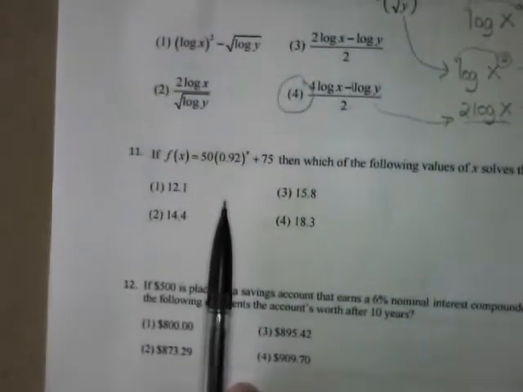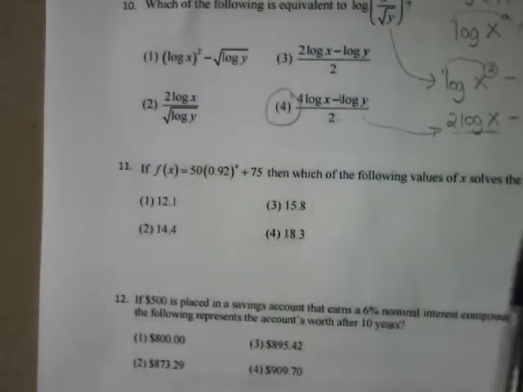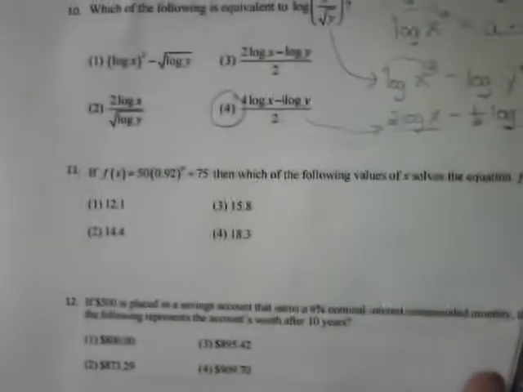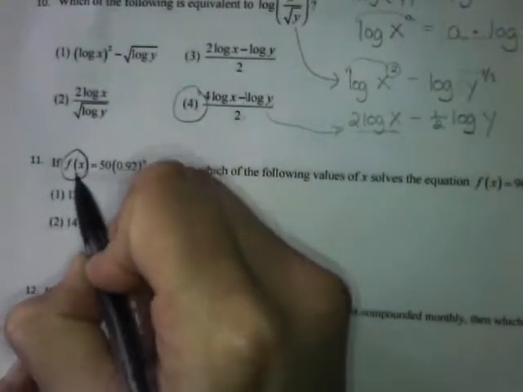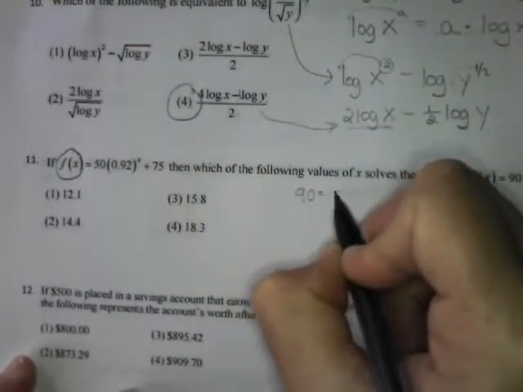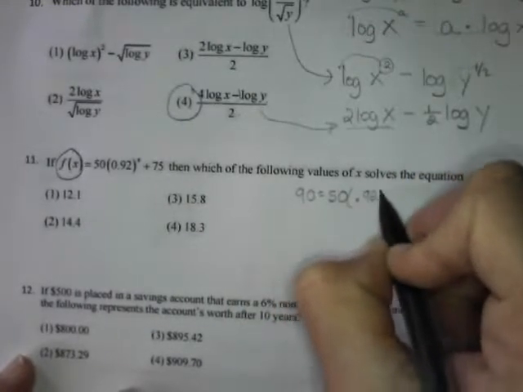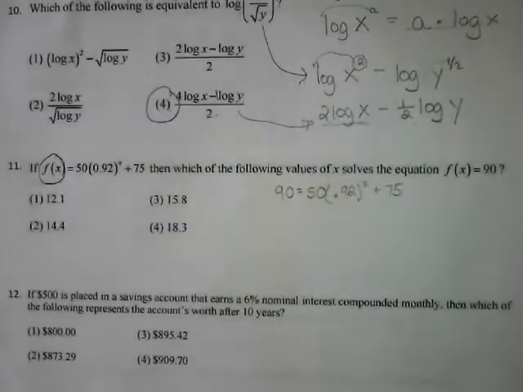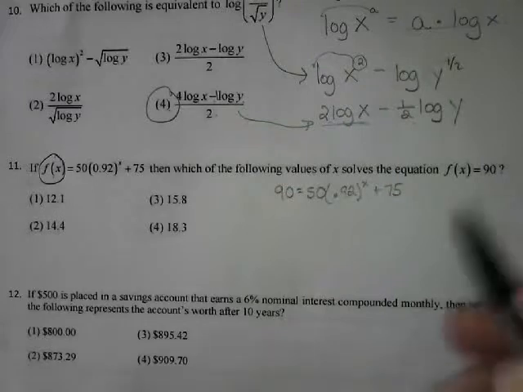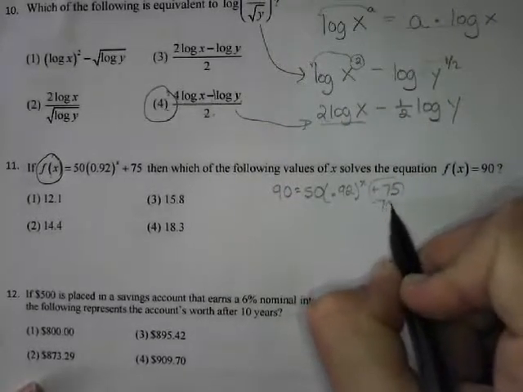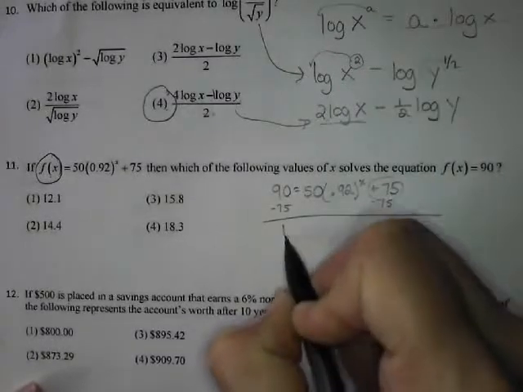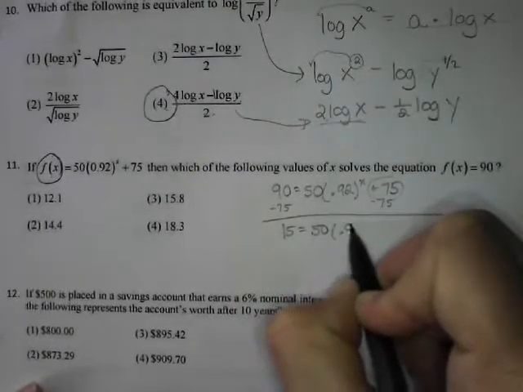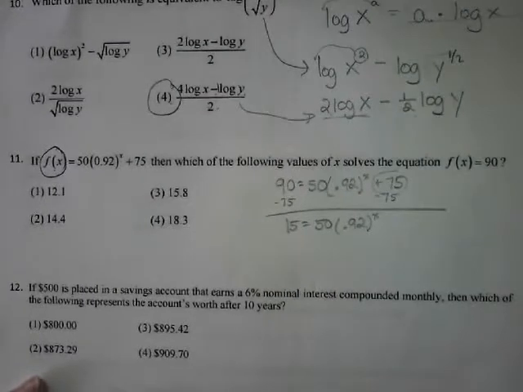Looks like we're starting to get into exponential. I would think this would have been a solving one, but yeah, it is. Okay. Which of the following x values solves the equation f of x equals 90? If f of x equals 90, I'm going to plug in a 90 for f of x. So the equation I'm solving is 90 equals 50 times 0.92 to the x power plus 75. And then we have to just isolate our exponential term. So that starts with getting rid of the 75 first. Dividing that 50 over.